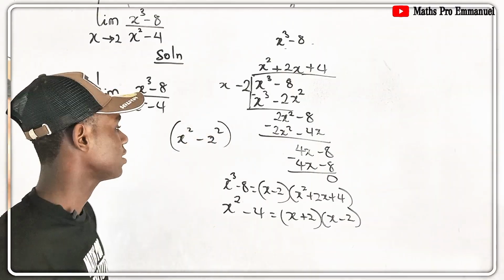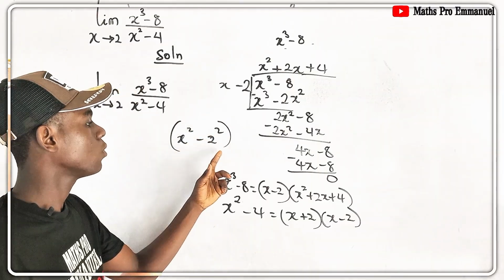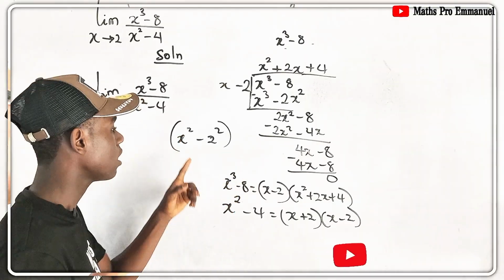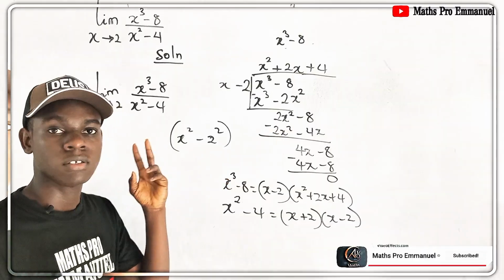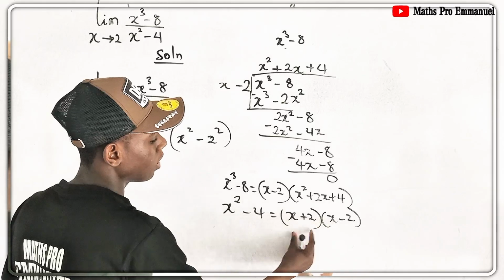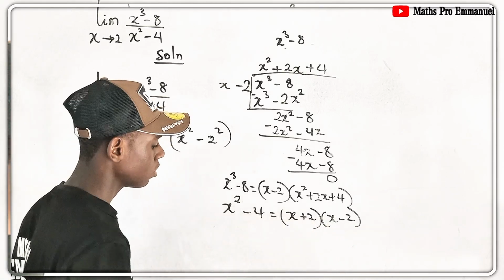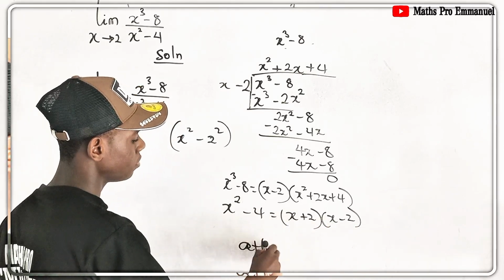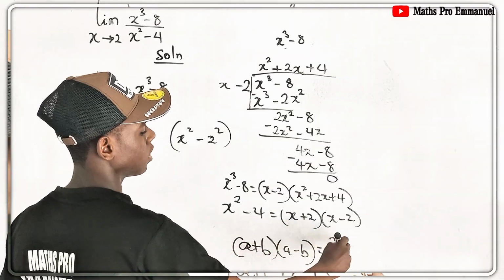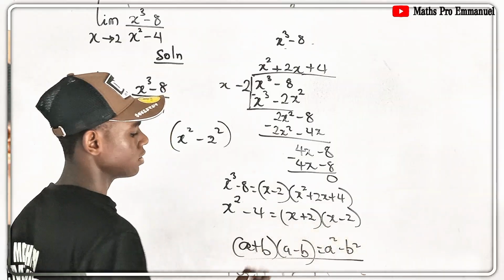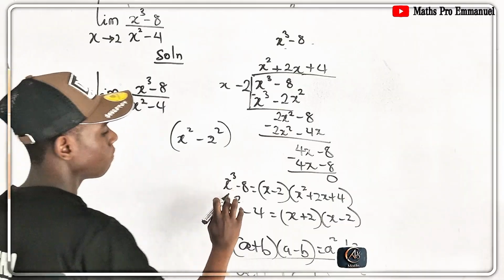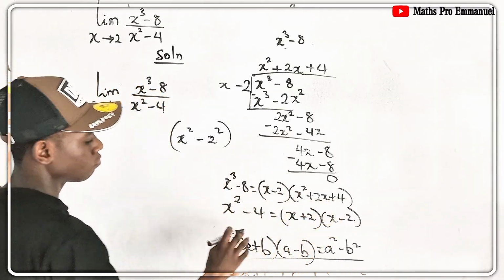And the law of difference of two squares: when you have two numbers having squares and there's a negative sign in between them, that's difference of two squares. So I'll just have the multiplication of the addition part and the subtraction. This is coming from a plus b into a minus b is equal to a squared minus b squared. So that's it. And this is the difference of two squares.